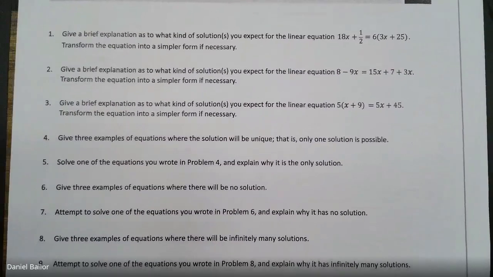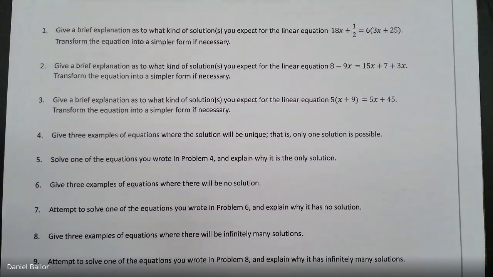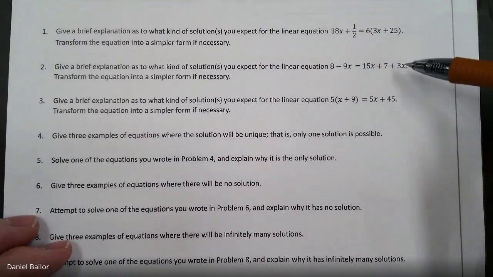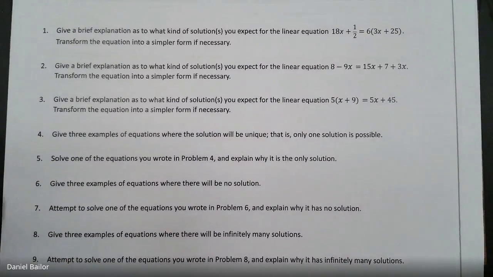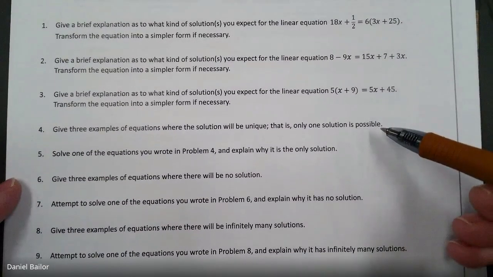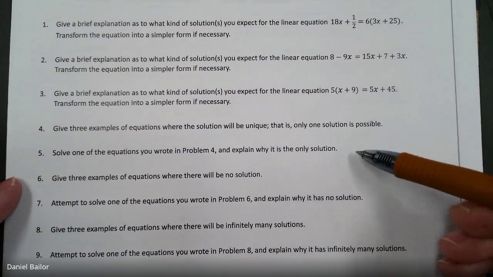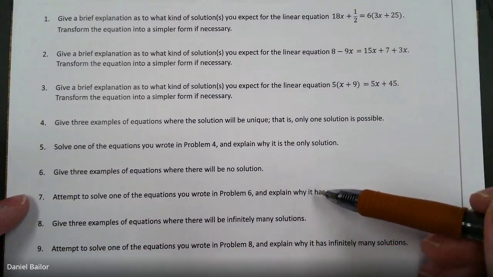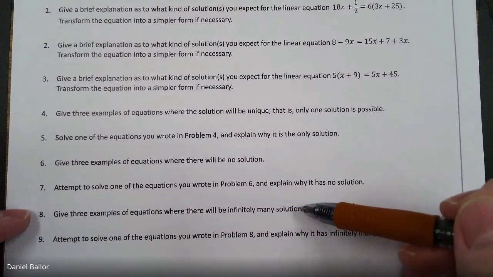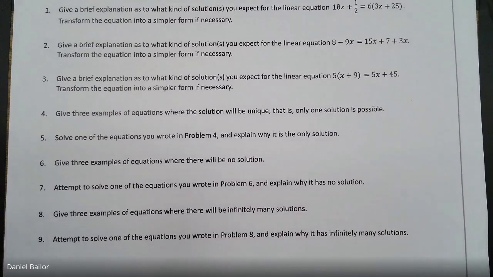Work on page 69. There are 9 questions on page 69 where you are talking about no solution, unique solution, and infinite solutions. Follow the instructions. Like number 1, you're telling me what kind of solution this equation has. Number 2, what kind does this have? Number 3, what kind does this have? Number 4, it's asking you to write your own equation and then solve it. For number 5, 6, write your own equations and solve one of them. For number 7, 8, write your own equations and solve one of them. For number 9, prove you are right.